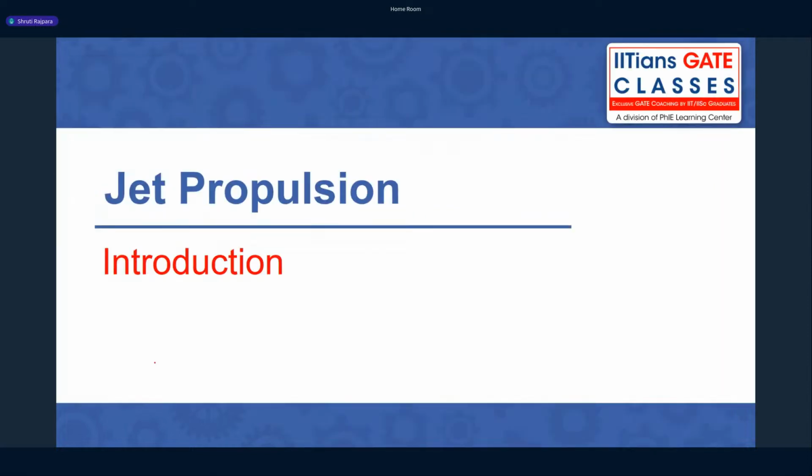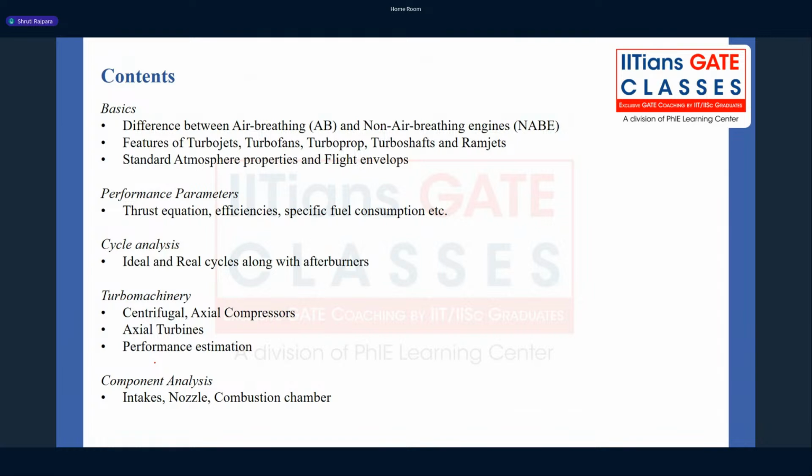So today we'll be seeing jet propulsion introduction. Here are the topics which can be covered. We'll start with the basics, like what is the definition of propulsion. Jet propulsion is concerned with aircraft propulsion, like air breathing engines. Mostly we deal with that, and the other contradictory part is the non-air breathing engines, which are rockets. So we should understand the basic difference between these two.